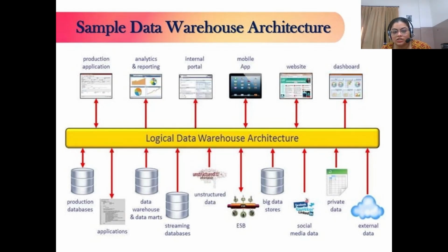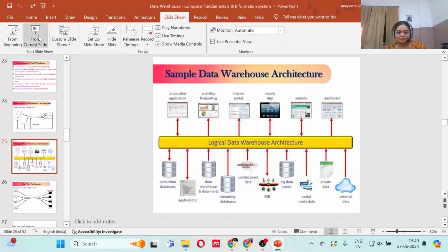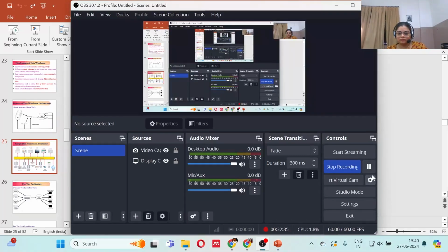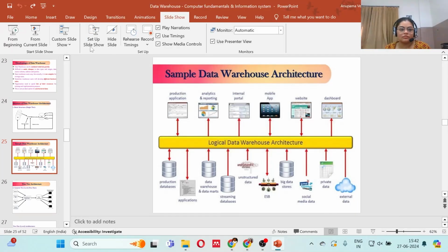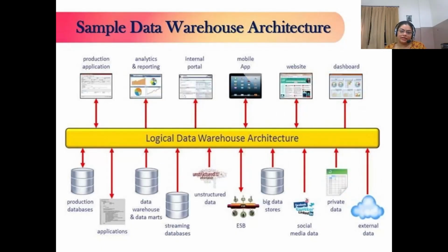Sample data warehouse architecture. This is the logical data warehouse architecture. You will see some production databases, applications, data warehouse and data marts, streaming database, unstructured data, ESP, big data stores, social media database, private data, and external data. And also some of the production applications, analytics and reporting, internal portal, mobile apps, website, and dashboard. All these are the terms where you will find the logical data warehouse architecture.